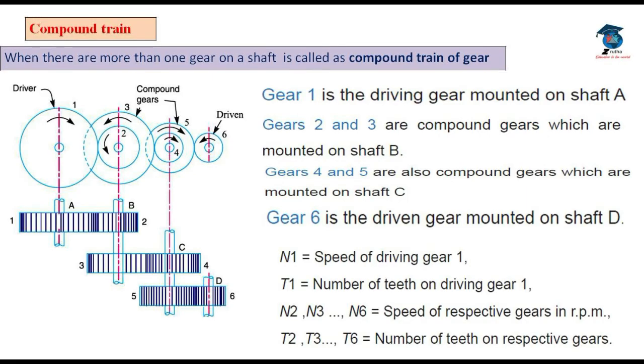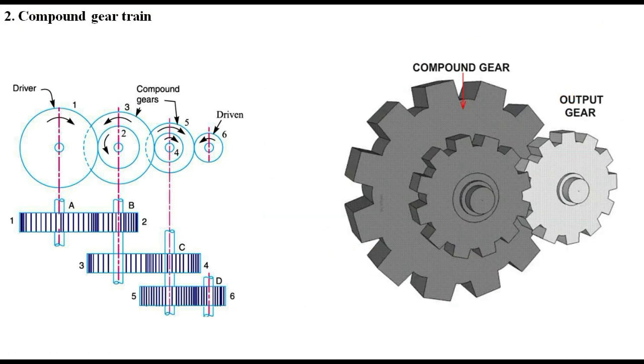When there is more than one gear on a shaft, it is known as a compound gear train, as shown in the figure. In the figure, there are four shafts in total. In the first shaft, only one gear is attached and it is named the driver. In the second shaft, two gears are mounted, namely gear 2 and gear 3, called compound gears. In the third shaft, two gears, namely gear 4 and gear 5, are mounted. And on the last shaft, only one gear is attached and it is named the driven. Always the first gear is the driver and the last gear is the driven. In between, there are two compound gears.